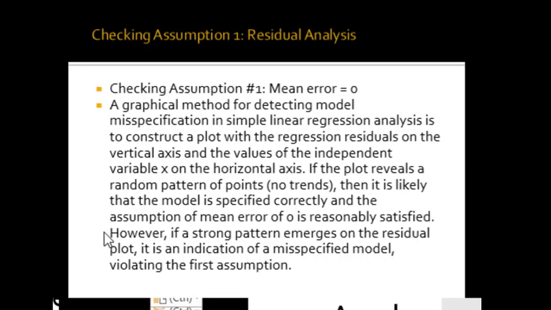We will use a graph to check this. It's called a residual plot. And what we are doing is we plot the residuals on the vertical axis and we plot the variable x on the horizontal axis. If we see a pattern, that means the model is misspecified and it will violate the first assumption. On the other hand, if we don't see a pattern, if we see just random points with no trends, then the model is specified correctly. So we are looking for no pattern in the residual plot.